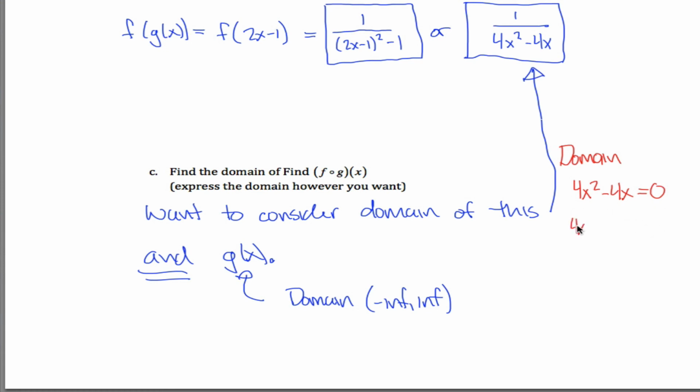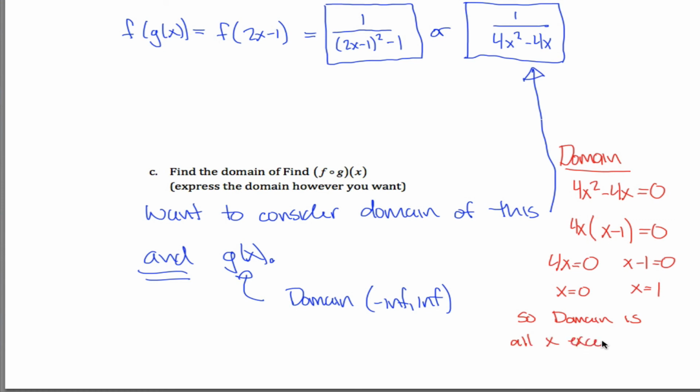A couple options. I think the easiest way is to factor out a 4x. Because now you've rewritten this as something times something else equals 0. It's a good thing because the only way in math you can multiply together two guys and get 0 is if either the first one is 0 or the second one is 0. So you change this one quadratic equation into two different linear equations that you can solve. Divide both sides by 4, or add 1 to both sides of the equation. So the domain is all x except 0 and 1. Fine. That's the domain of this function.